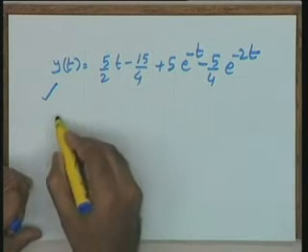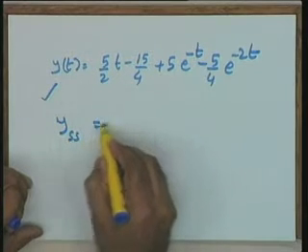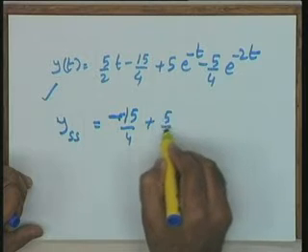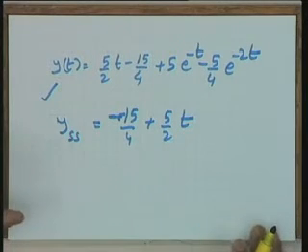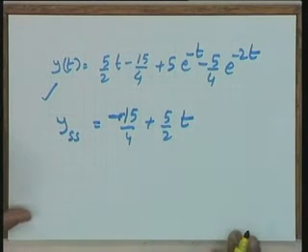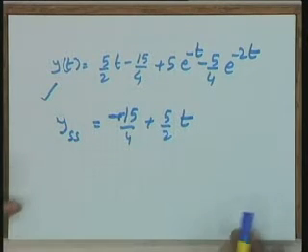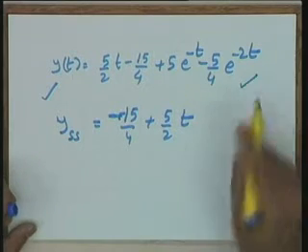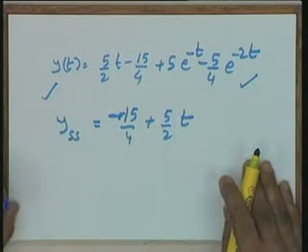The yss component is equal to minus 15 by 4 plus 5 by 2 t. This is your yss component, the steady state component as t tends to infinity. The graph I plotted is that of the total response y(t), which is equal to this particular expression. This can be checked, please. Now, I was referring to the final value theorem. So, coming to this expression, please see, your steady state is given by this.